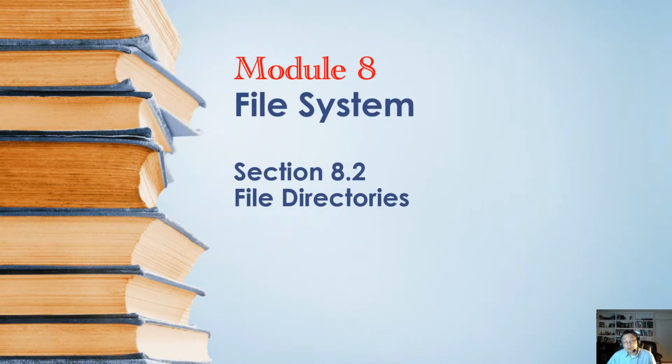Now, Section 8.2, File Directories. A file directory, in many cases, is called a folder. It's a special purpose file that records information about other files and possibly other directories. So the directory consists of a set of entries, each containing the name of a file followed by the other information necessary to access the file. So a file directory is a special type of file that stores the information about the other files.